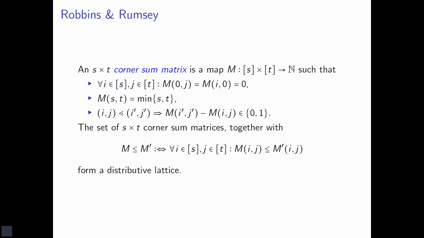with the natural conditions. So in the first column, we want to have zeros. In the first row, we want to have zeros. At the very end, we want to have the maximal possible entry, and this entry is maximal possible because in every step we are allowed to increase only by 1 at most. Okay, these are just the corner sum matrices. And one nice thing about these corner sum matrices is they form a lattice. And there is another nice thing about these corner sum matrices, we'll see in a moment.